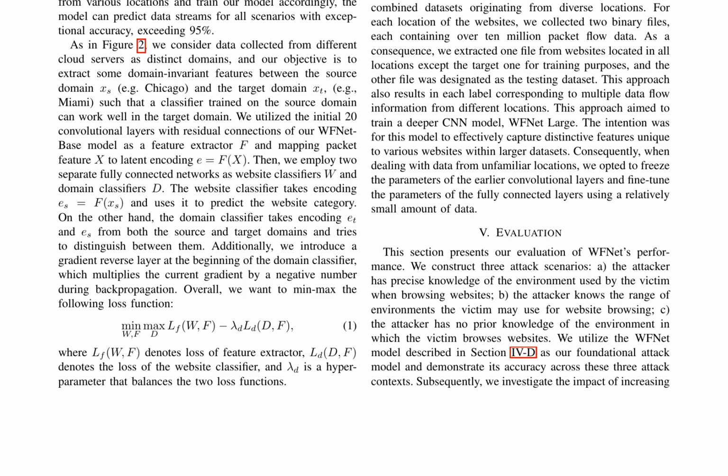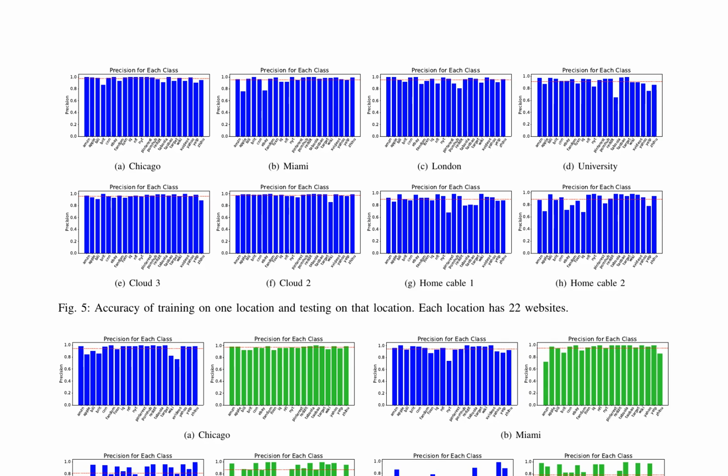To further enhance WFNet's adaptability, we employ domain adaptation techniques. This approach allows the model to learn domain invariant features, thereby improving its performance when tested on data from unfamiliar locations. We train WFNet on data collected from various locations and achieve exceptional accuracy, exceeding 95%, when the model is tested on data from all scenarios.